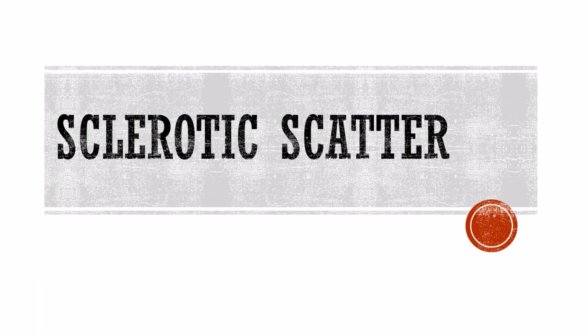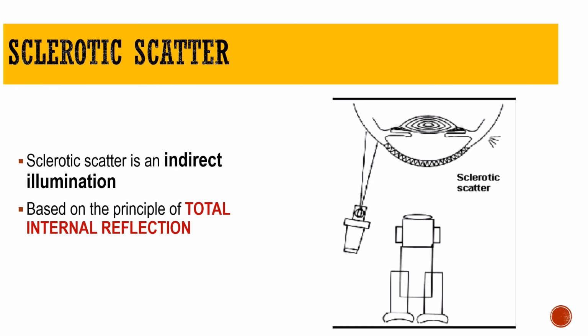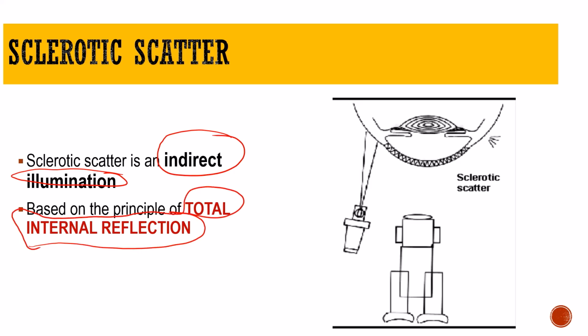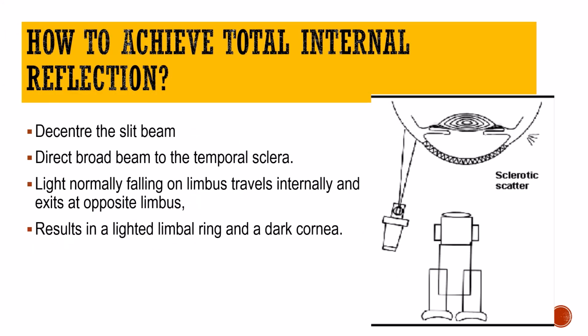After retroillumination, we have the sclerotic scatter. So what is meant by sclerotic scatter? Sclerotic scatter is actually an indirect type of illumination. That means again we are putting light somewhere and we are observing light at another place. We are observing the structures located at a different place from where we are putting the light. So the sclerotic scatter is based on the principle of total internal reflection. Now I have told you what is total internal reflection in my video on gonioscopy. So how do you achieve a total internal reflection, or how do you achieve a sclerotic scatter?